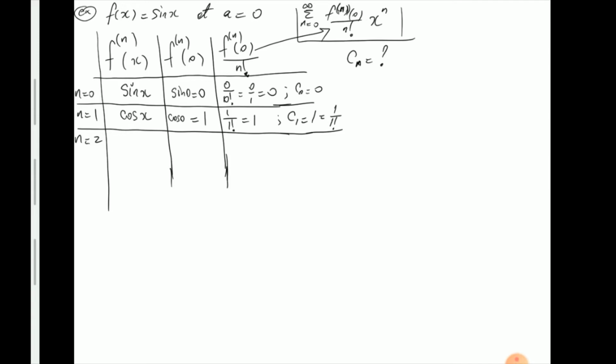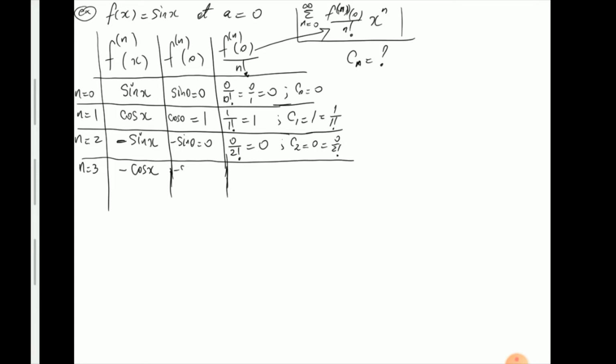N equals 2 means the derivative of the above, that's minus sine of x. At 0, minus sine of 0, that's 0. Here I'm going to have 0 over 2 factorial, which is 0, so c2 will be 0, or 0 over 2 factorial. Let's keep both to see later whether it helps or not. N equals 3. The derivative of the above, that's minus cosine of x. That's going to be minus 1, minus cosine of 0. So minus 1 over 3 factorial. So I'm going to leave it like that. C3 is then minus 1 over 3 factorial.